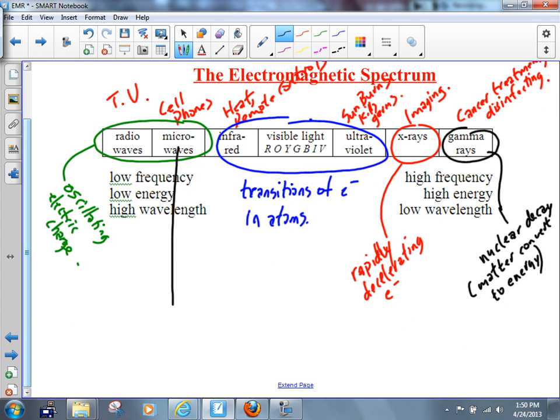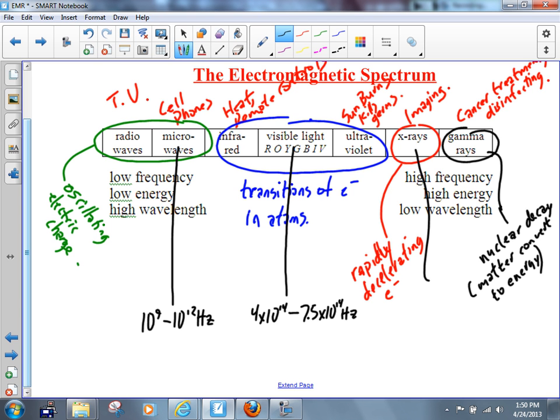Microwaves, which have a frequency range of about 10^9 to 10^12 hertz, are above radio waves and below infrared. Visible light, which has a frequency range of about 4 times 10^14 to 7.5 times 10^14 hertz, is above infrared and below ultraviolet. X-rays, which have a frequency of about 10^17 to 10^20 hertz, are above ultraviolet and below gamma rays.